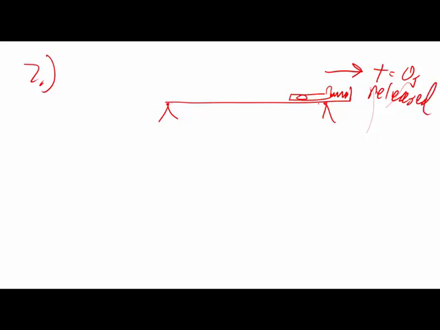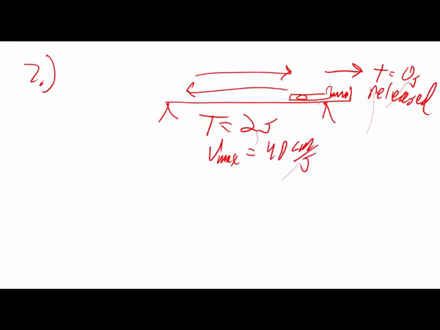It then oscillates with a period of 2 seconds. So it goes back and forth, and the period is 2 seconds, and the maximum speed, the velocity max, is 40 centimeters per second. What is the amplitude of the oscillation? That's part A. So let's do A.